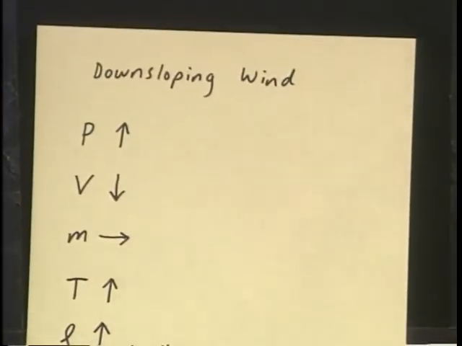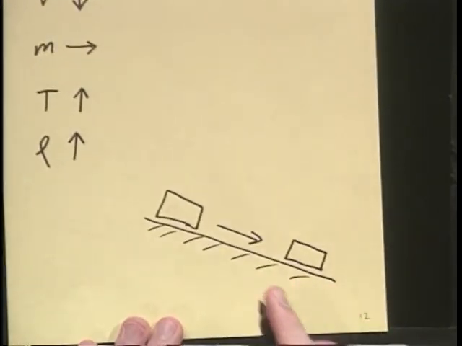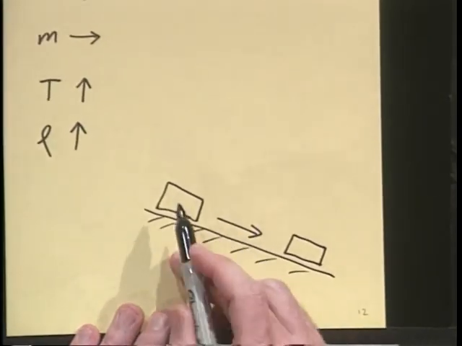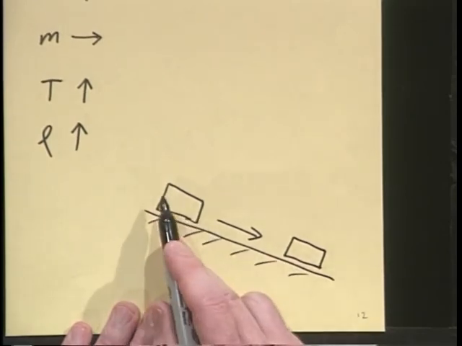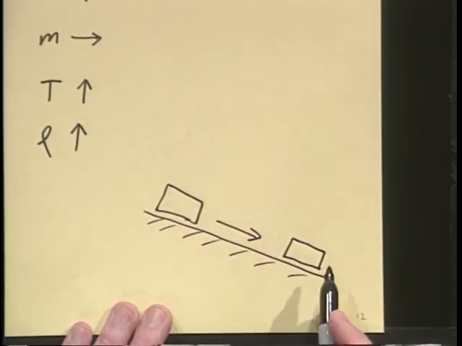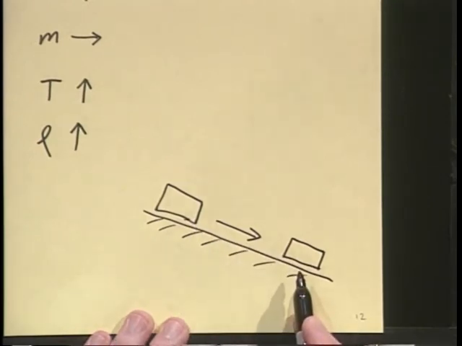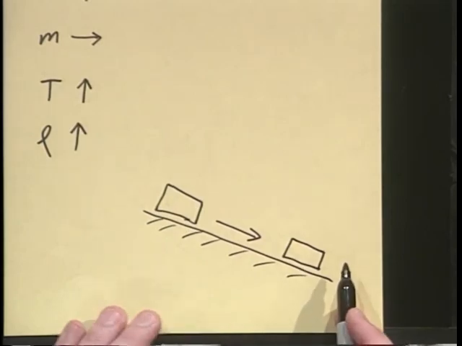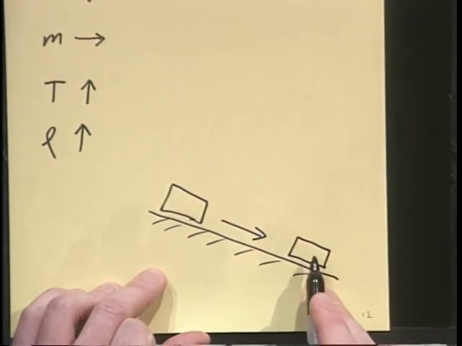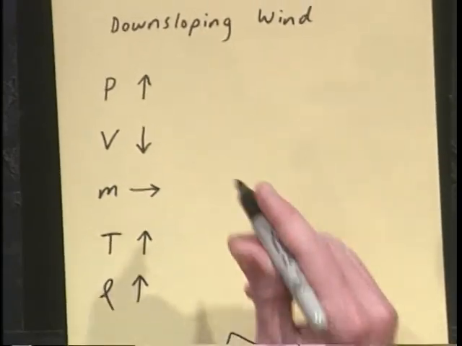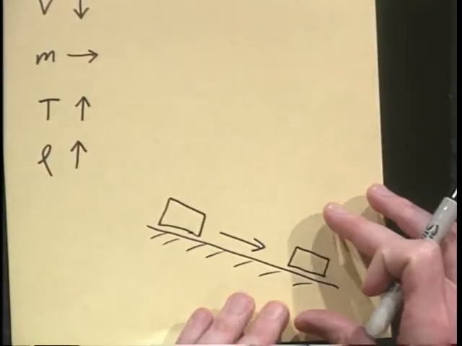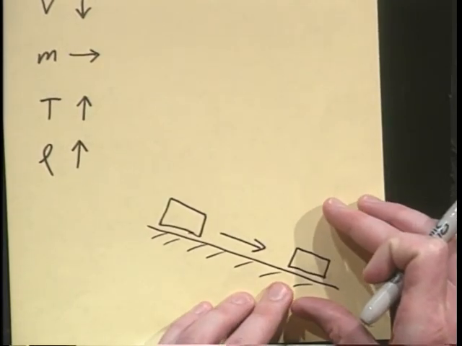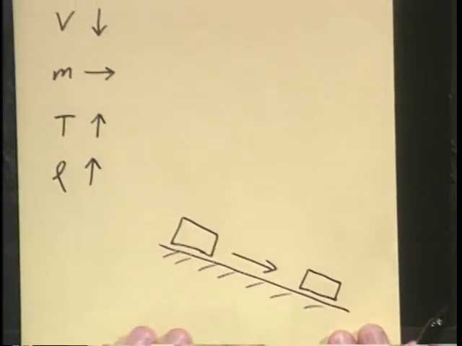Next, a downsloping wind. We take a parcel of air, our box here at a higher elevation, and we move it down to a lower elevation. The box was surrounded by lower pressure up here. When it moves closer to sea level, to a lower altitude, it's going to be surrounded by higher pressure. So the pressure within this box is going to go up, an increase in pressure, since the surrounding air has higher pressure, and it's going to force a compression of that box.